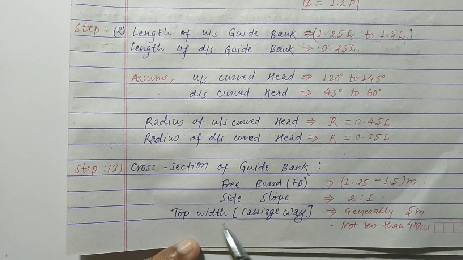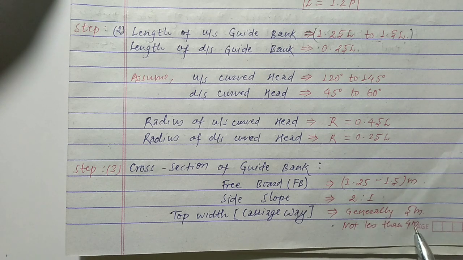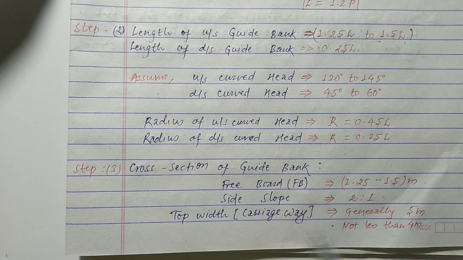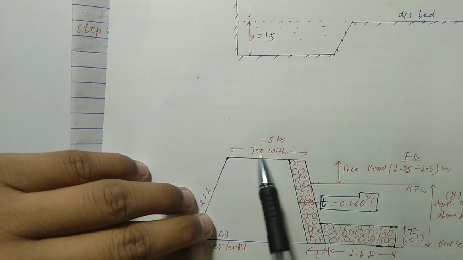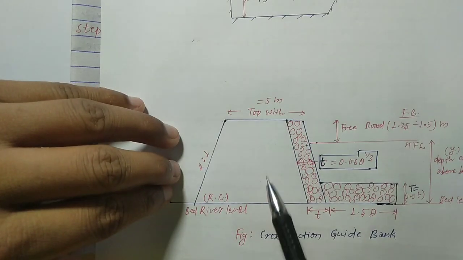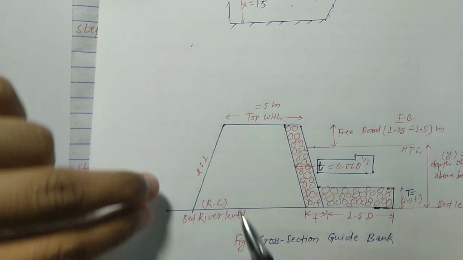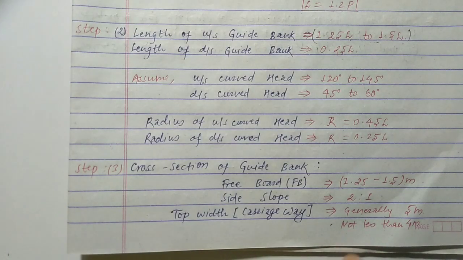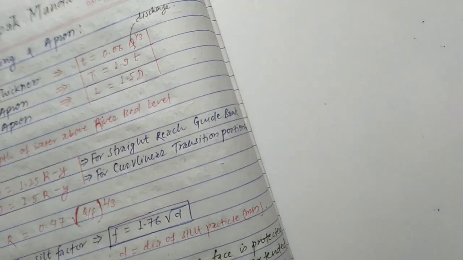Okay, and now top width, or you can say carriageway, this is generally taken 5 meter. Okay, and this is not less than 4 meter, means we have to take top width greater than 4 meter, and generally we prefer 5 meter. You can see here this is the top width of guide bank, and this is generally taken 5 meter. Okay, and slope is 2:1. So this is all about the third step.